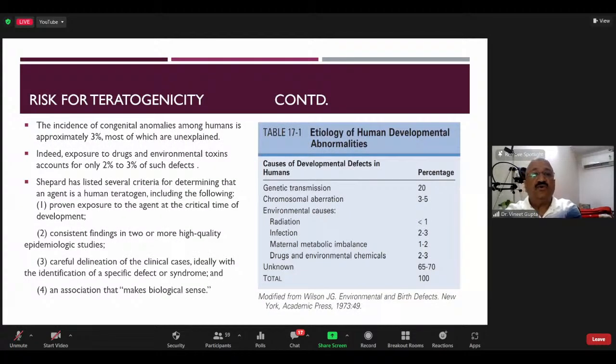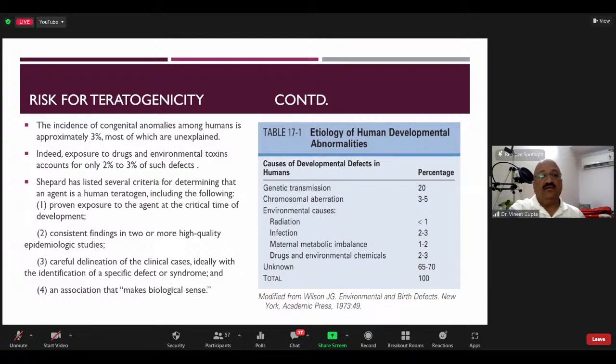Then the incidence of congenital anomalies among humans is approximately 3%, most of which are unexplained. And out of that, only 2 to 3% are associated with drugs and environmental chemicals. Indeed, Shepard has listed several criteria for determining that an agent is a human teratogen, including the following. Only these criteria will tell us whether a particular drug is a teratogen or not.